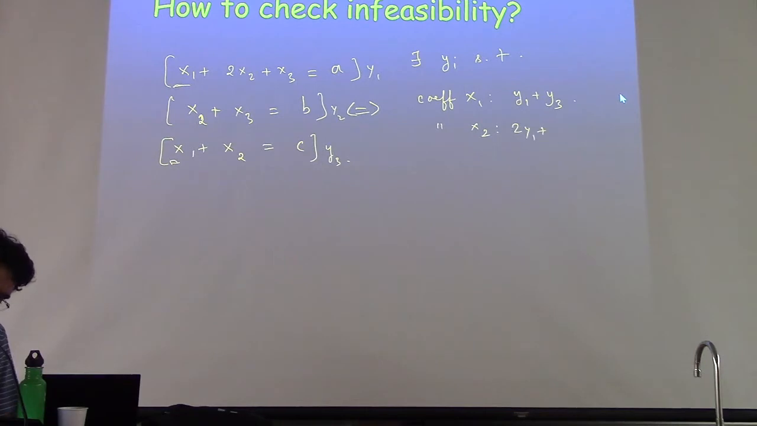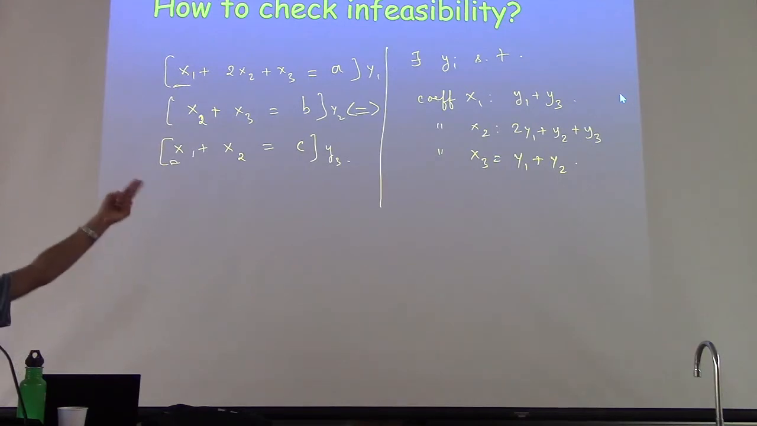2y1 plus y2 plus y3. Okay. And the coefficient of x3 is basically y1 plus y2. Okay. So if I want to deduce 0 equals 1 from this, what should each of these coefficients be? They should all be 0, right? Because otherwise there's no way you can deduce this.